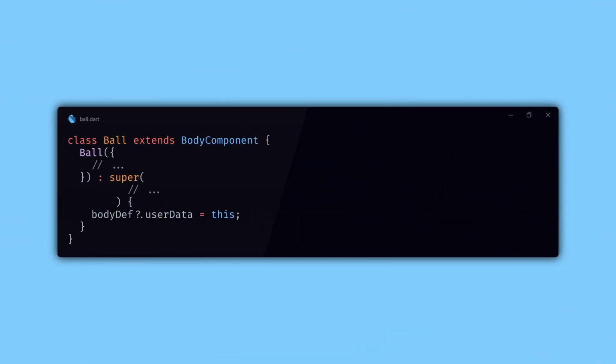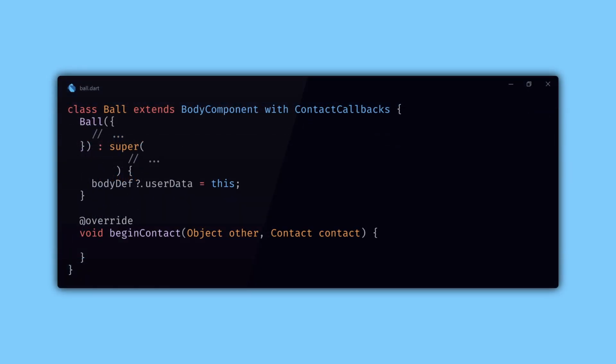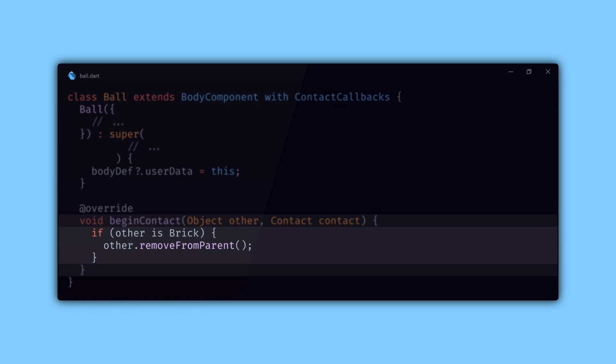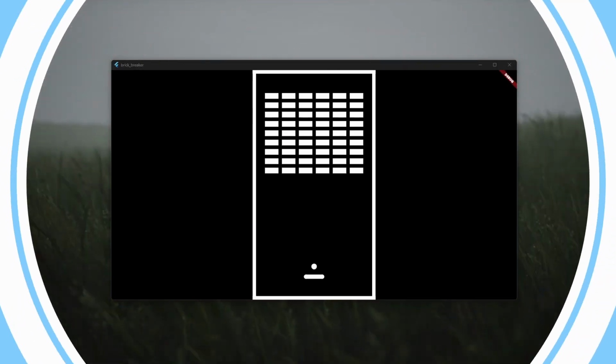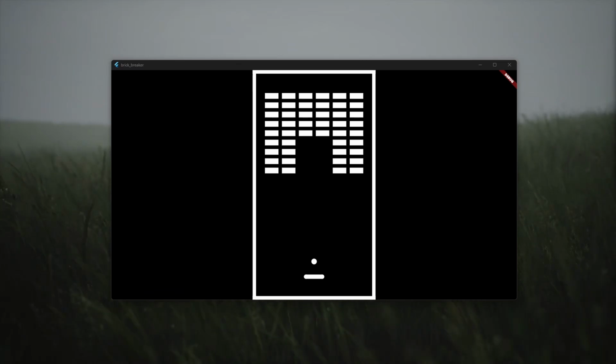Next, we add the ContactCallbacks mixin to the ball class. This will allow us to override the beginContact method. In this method, we can check the type of the other colliding component and perform game-specific logic. For example, if other is of type Brick, we remove that brick from the game. If you run this, you should see an output similar to this. The bricks should get destroyed when the ball hits them.